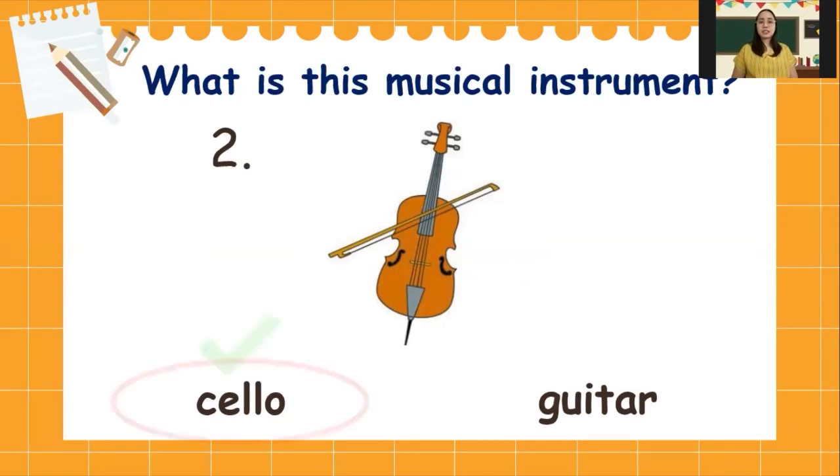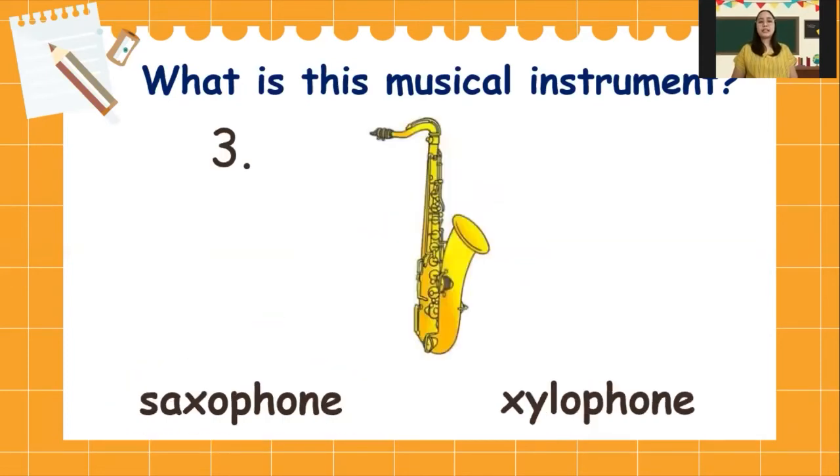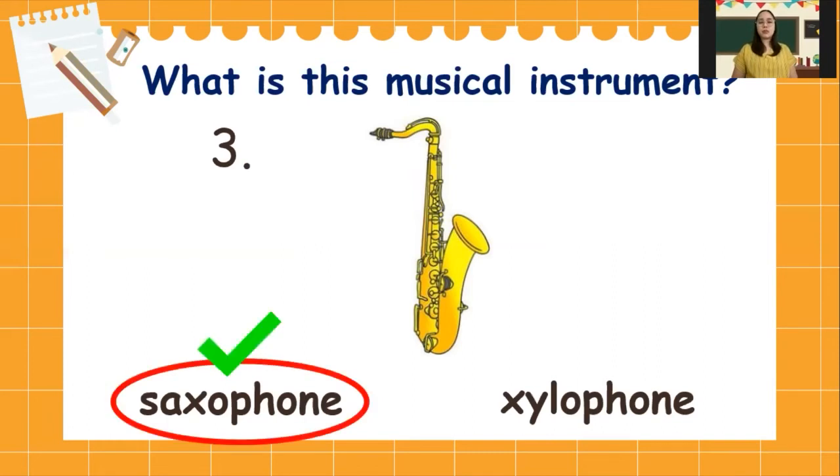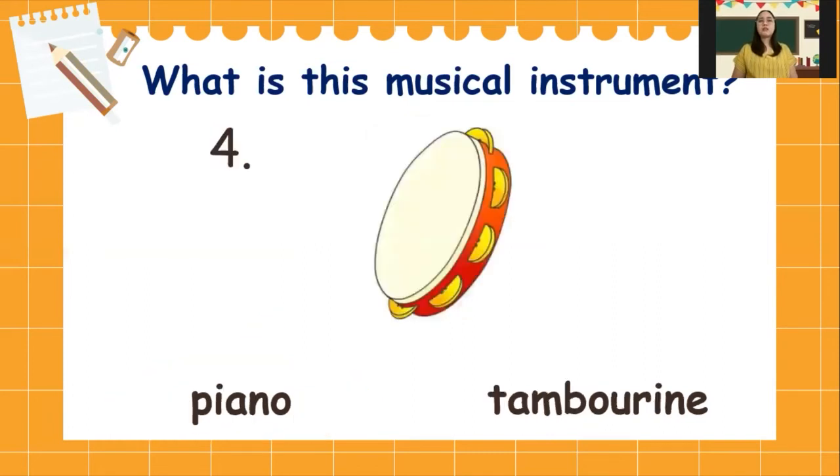The answer is cello. Number three, what is this musical instrument? Is it saxophone or xylophone? Saxophone, xylophone. The answer is saxophone.